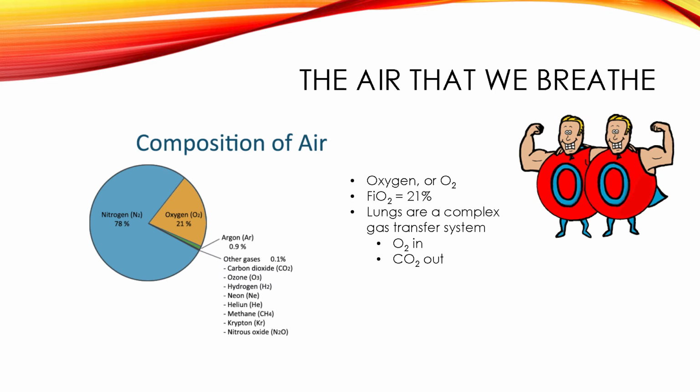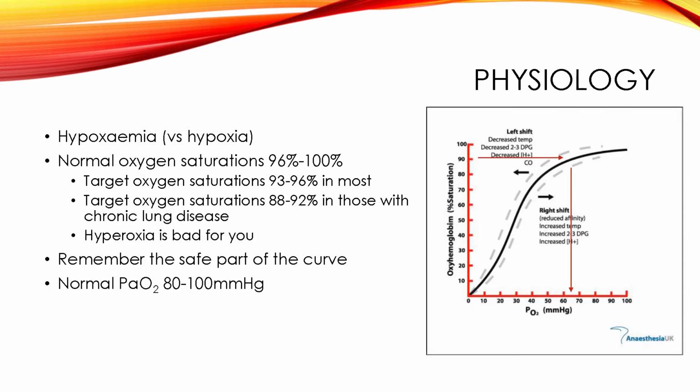So to start with a little bit of science, the air that we breathe is actually predominantly nitrogen, and only 21% is oxygen, and a very small fraction is carbon dioxide. So we talk about the fraction of inspired oxygen, or the FiO2. So we're all breathing an FiO2 of 0.21 or 21% at the moment. And if you think about it, the lungs are a complex gas transfer system. Their role is to get oxygen into the body and carbon dioxide out of the body.